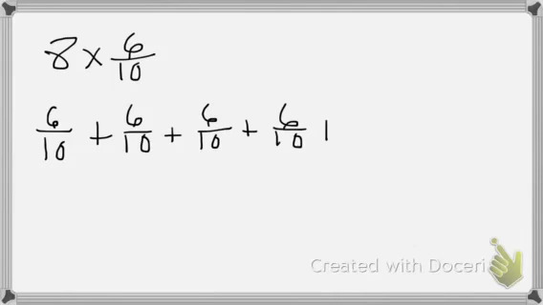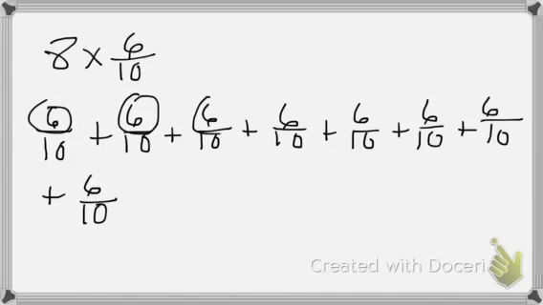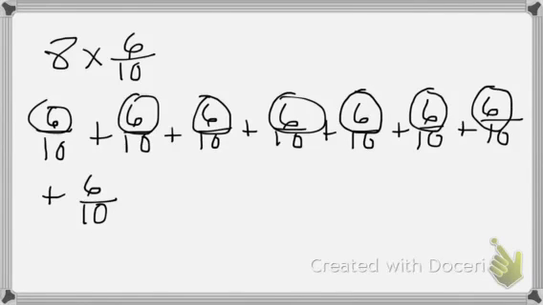You got 4 of them, 5 of them, 6 of them, 7 of them, and I'm running out of room, so I'm going to come down here, plus 8. So there we go, 6/10, 6/10, 6/10. So if we added up all of those tenths, you're going to have 6, 12, 18, 24, 30, 36, 42, 48. So you'd have 48 tenths.